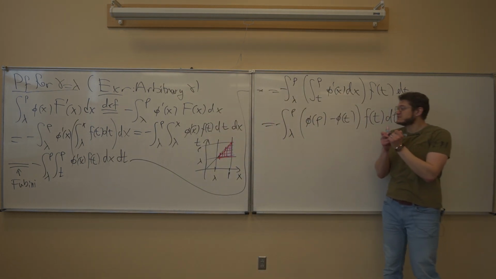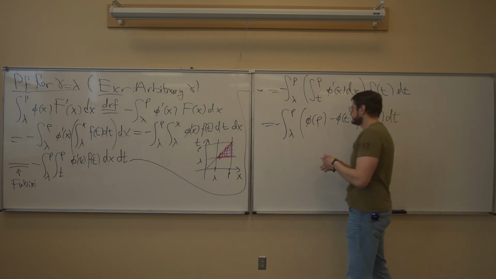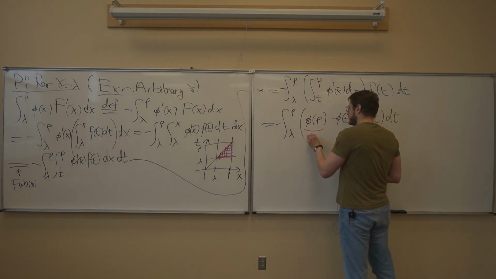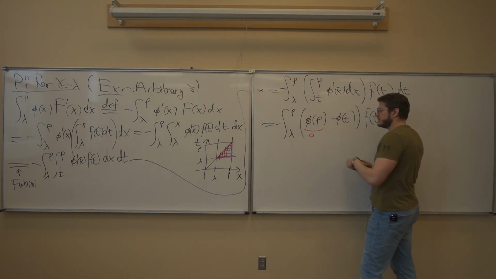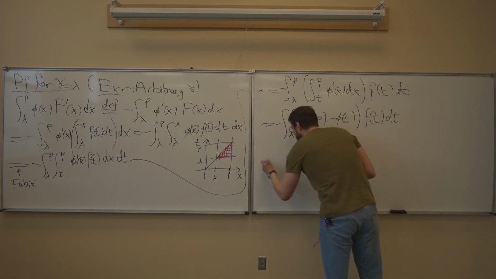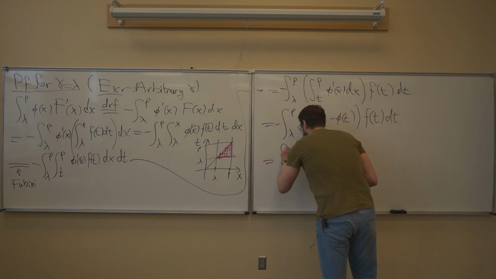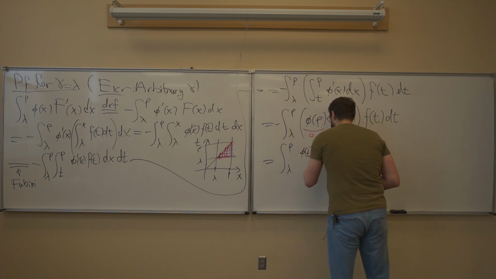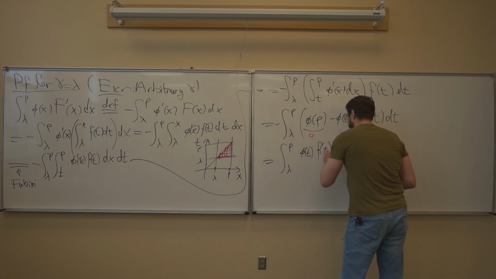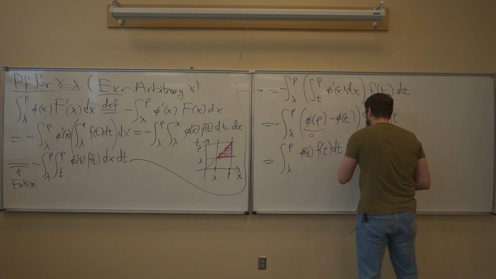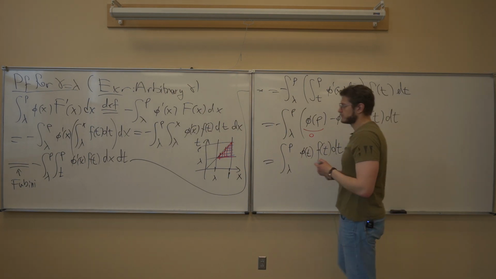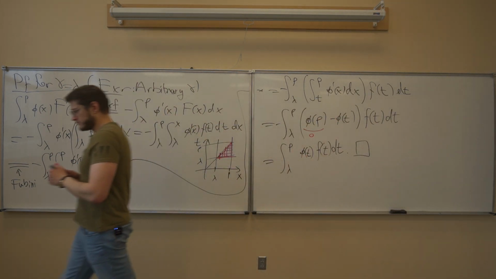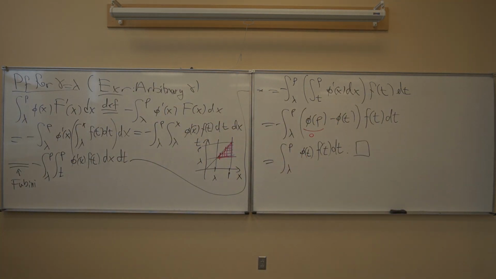Phi is a test function. This is 0. I have two minuses. They cancel out. And I have this. Isn't this beautiful? It just works.